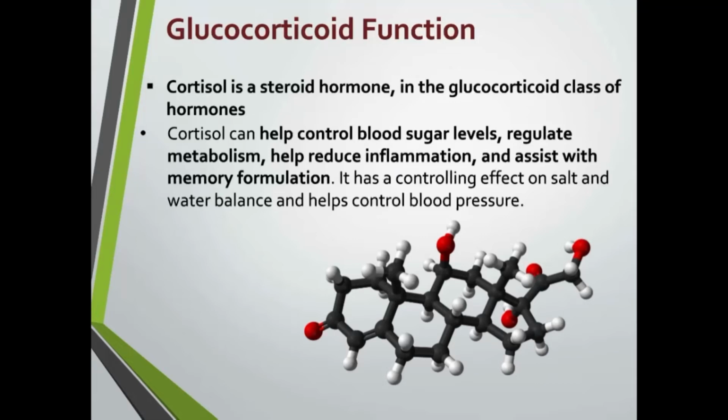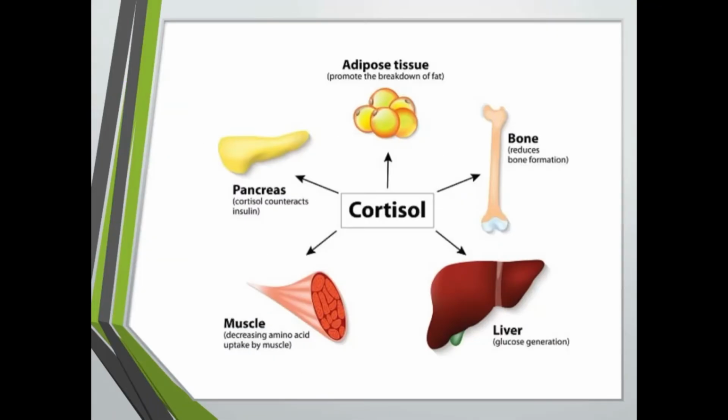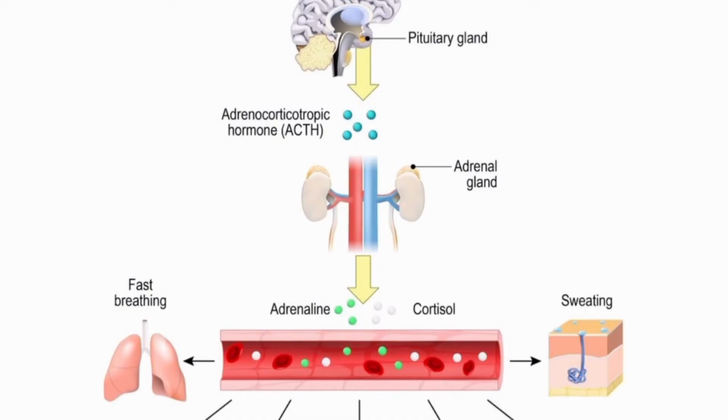Cortisol has different effects on different organs. As shown, in adipose tissue, it helps to increase the breakdown of fats. In the pancreas, it counteracts the action of insulin, it reduces bone formation, and in the liver, it helps to induce gluconeogenesis and glycogenolysis. Regulation of cortisol is a bit simple.